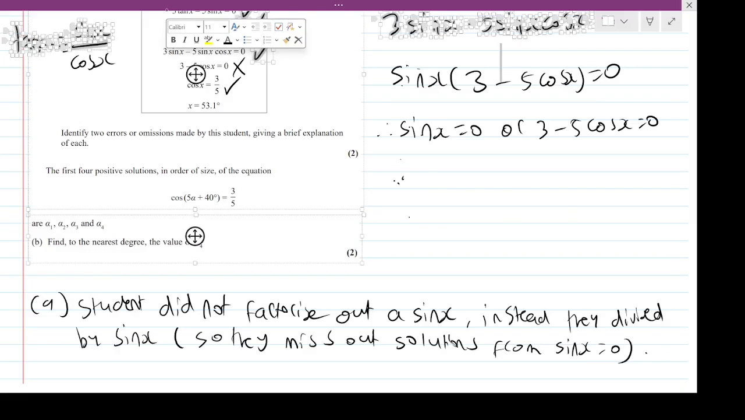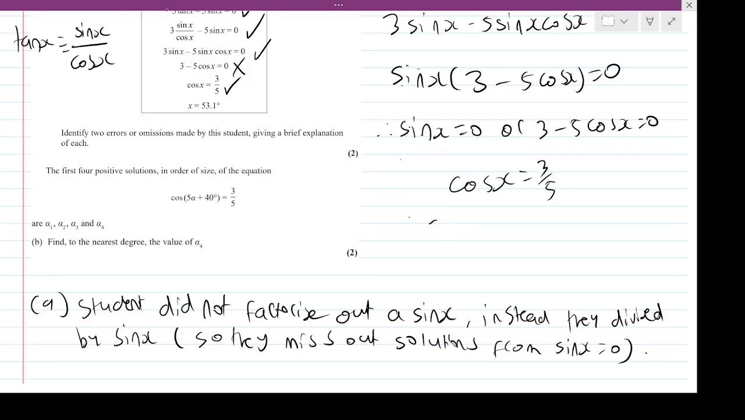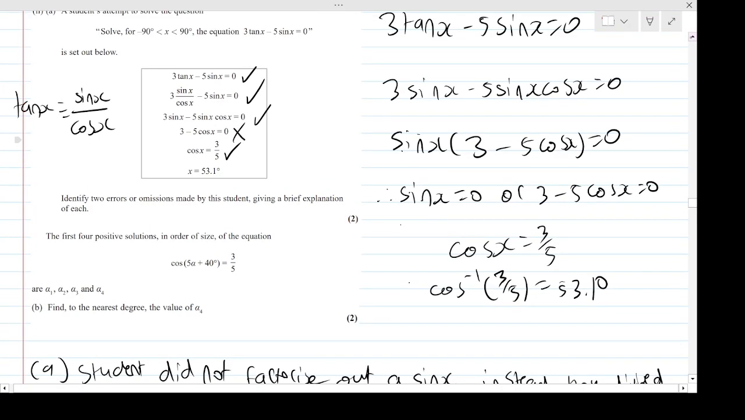So if we had cos x is equal to 3/5, inverse cos of that, does that get me 53.1? 53.1, right? So that's correct, but are there any more solutions to this? Very rare that you would only get one solution here. Let's check. It has to be between minus 90 and positive 90. Is there any more solutions?